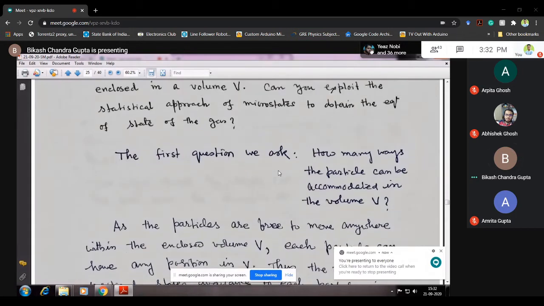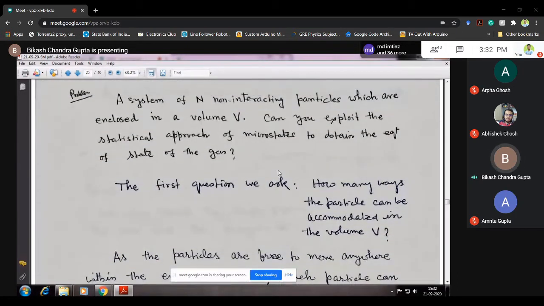lecture. So in the last class, I stopped after working this problem: a system of n non-interacting particles enclosed in a volume V, and I asked whether you can exploit this statistical approach of microstates to obtain the equation of state of a gas. We did in fact find how the microstate goes with volume.